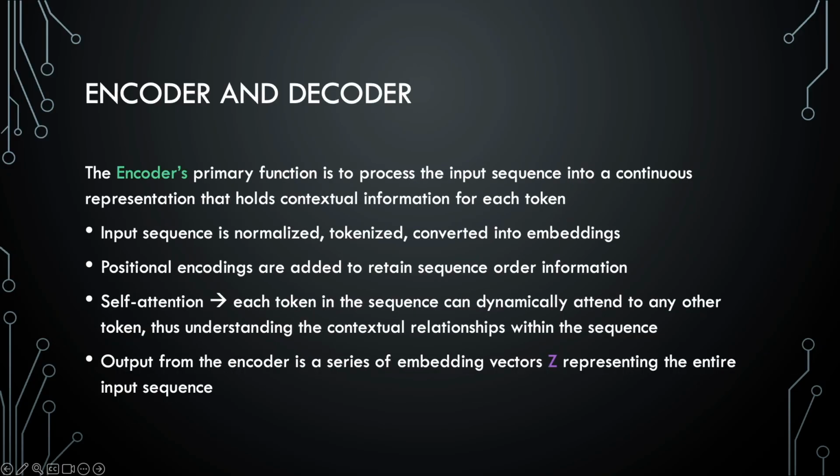Encoder-decoder architectures are specialized kinds of transformer architectures. Let's examine how encoder-decoder architectures work within the transformer framework. The encoder processes input sequences into continuous representations that hold contextual information for each token. Here's how this works. First, we normalize the input sequence and tokenize it. Then we convert it to embeddings with positional encodings. Next, we apply the self-attention mechanism, where each token attends to every other token in the sequence. The output is a series of embedding vectors in a new vector space that represents the entire input sequence.